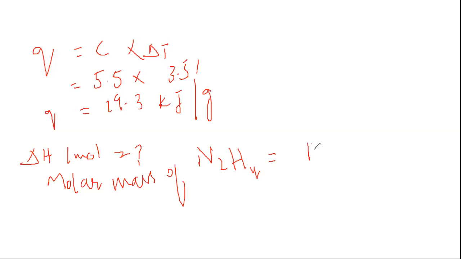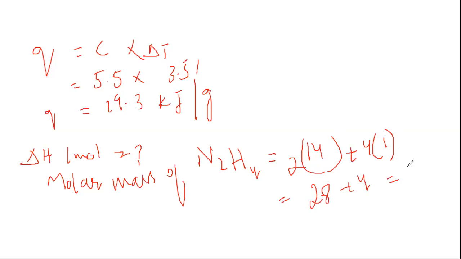The formula of hydrazine is N2H4. Nitrogen's atomic mass is 14, there are 2 atoms, plus 4 atoms of hydrogen. Atomic mass of hydrogen is 1. So 14 times 2 is 28, plus 4, it will be equal to 32 gram per mole. So the total is 32 gram per mole. Mass is given, that is 1 gram.